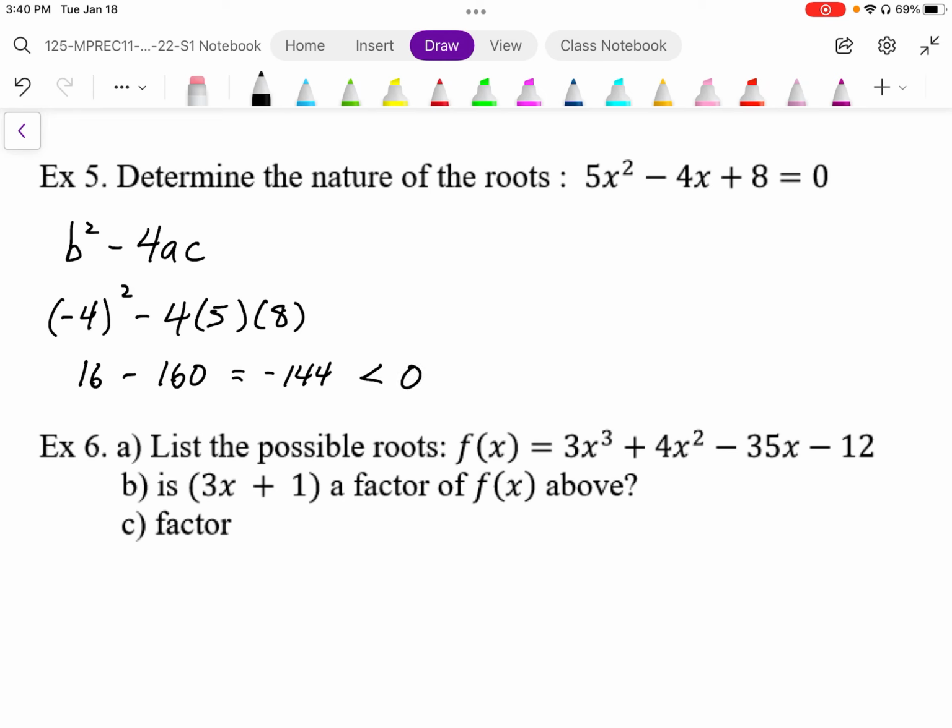Now, if the discriminant is less than 0, we have 0 solutions. Okay, so the discriminant is less than 0. This means that we have 0 solutions. Okay, so nature of roots means discriminant and the number of solutions involved.